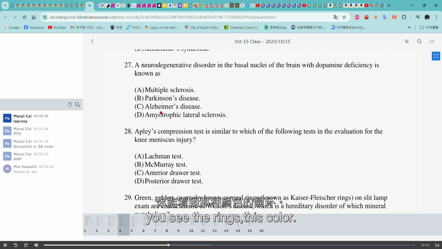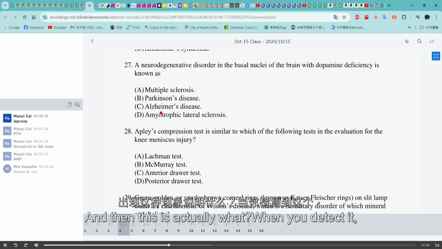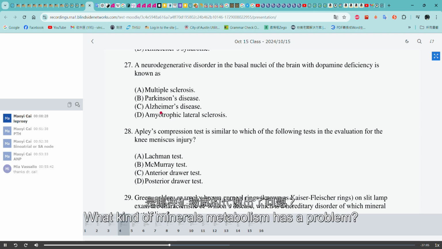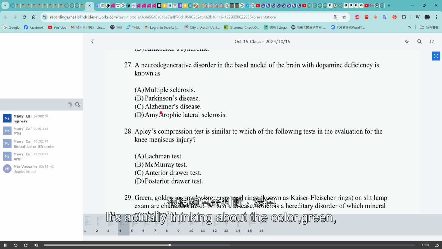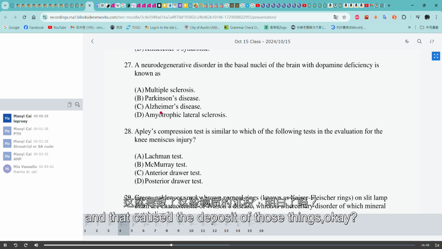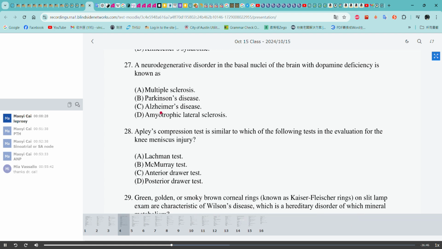29. Yeah, green, golden, smoky corneal rings, in the cornea. You see the rings, this color. And when you detect it, it is for Wilson disease. But what's wrong with it? Well, what kind of mineral metabolism has a problem? Think about the color. Green, golden, like a bronze color. That's what? Copper. Accumulation of copper. Something is wrong with the copper metabolism, and that causes the deposit of those things, okay? So that's a genetic, congenital disease, okay? So 29 is also B.